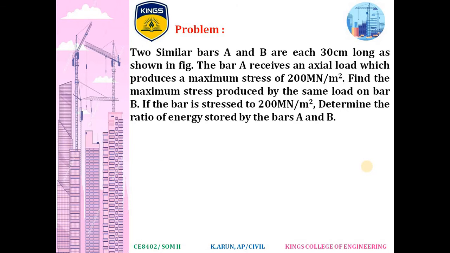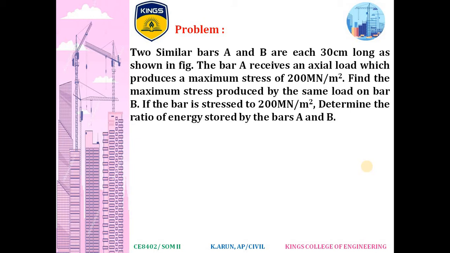Two similar bars A and B are each 30 cm long as shown in the figure. The bar A receives an axial load which produces a maximum stress of 200 MN per meter square. Find the maximum stress produced by the same load on bar B. If the bar is stressed to 200 MN per meter square, determine the ratio of energy stored by the bars A and B.